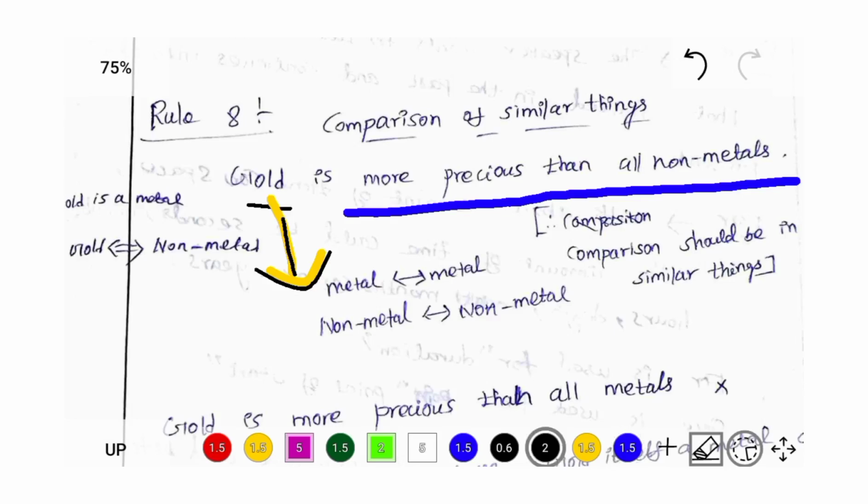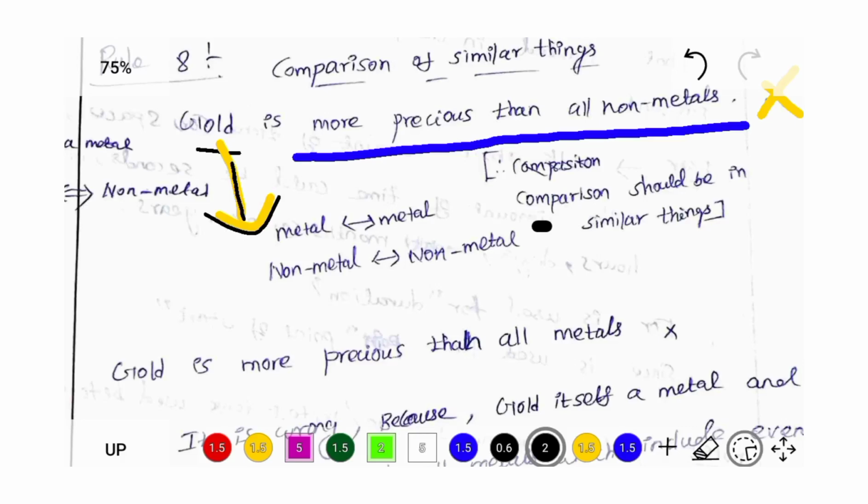Gold is more precious than all other non-metals. All other non-metals, which means gold is compared with other non-metals except gold. Students, note that comparison should be between similar things. When we compare two things, the property of the two things should be in a similar way.